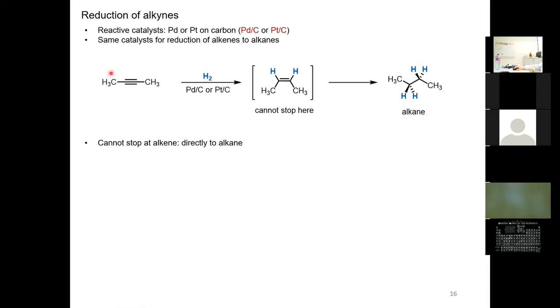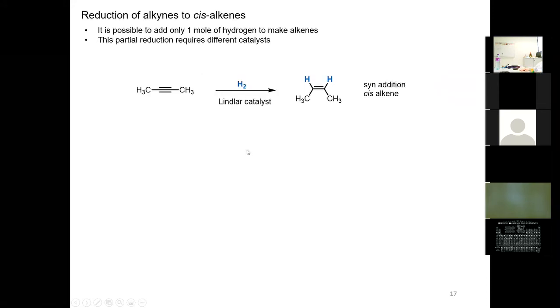But one thing about the addition of H2 to an alkyne is that it cannot stop at the alkene, because it is the same catalyst for the alkene reduction. Once it generates the alkene, it can also be reduced to the alkane, right? Because the same catalyst can catalyze the hydrogenation of the alkene, the alkene intermediate cannot be stopped here. It will be further reduced, all right? So it cannot stop at the alkene. Keep that in mind. But it is possible, as organic chemists found out, to stop at the alkene.